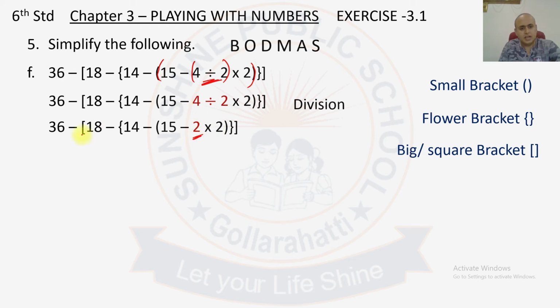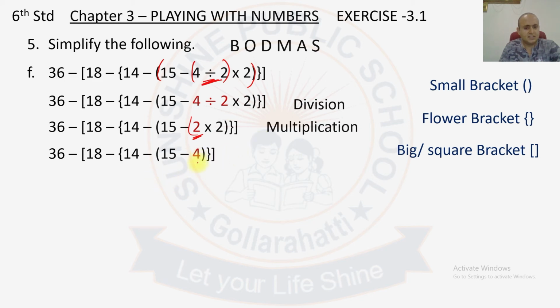Now in the small bracket you have subtraction and multiplication. According to BODMAS, you multiply first. If you multiply 2 into 2, it is 4. Write down the remaining numbers as they are, and whatever sign is there, keep it the same.